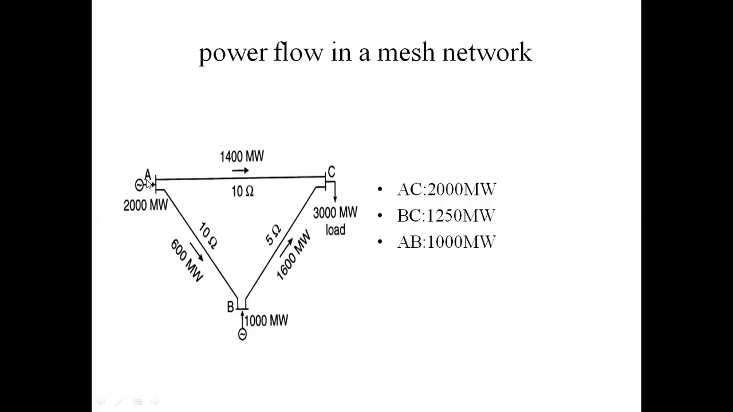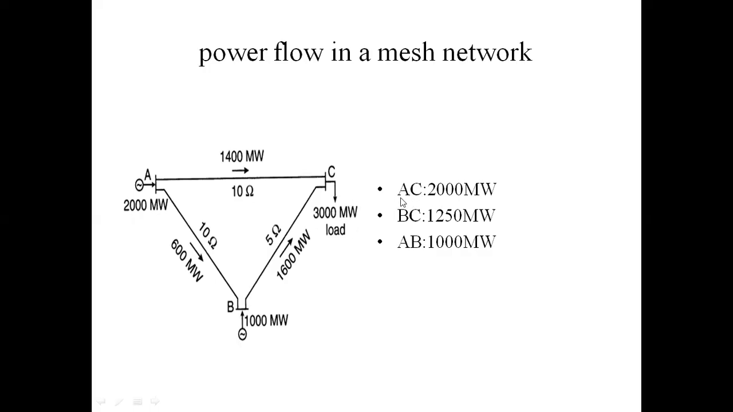In bus 1, A is a generating station. Here B is also a generating station. In the circuit, C is the load. Generating station A generates 2000 megawatts. Generating station B generates 1000 megawatts. Total 2000 plus 1000, 3000 megawatts load here.